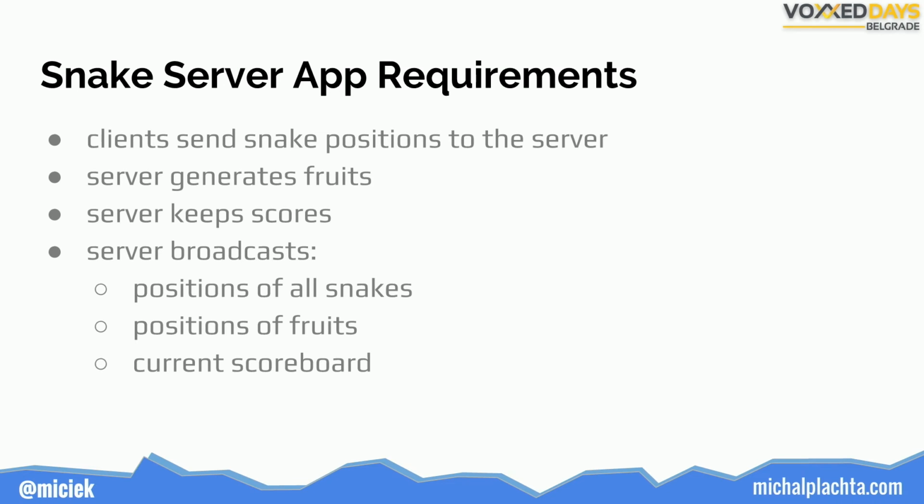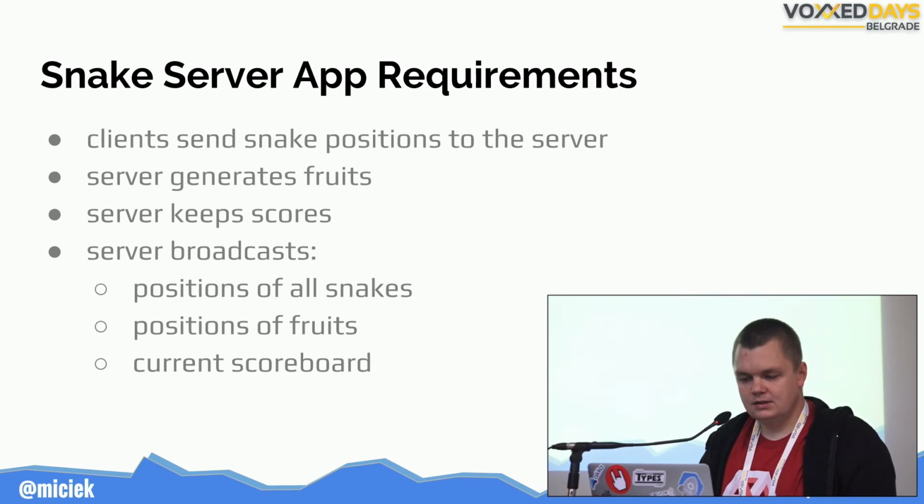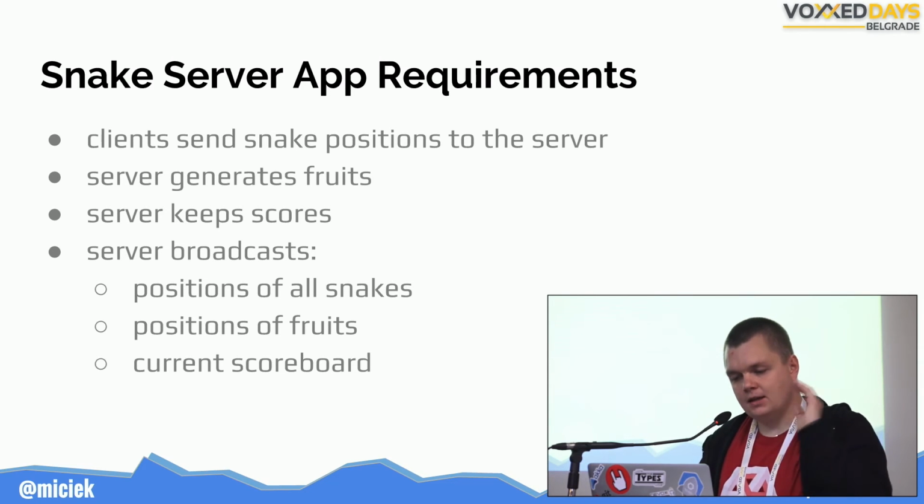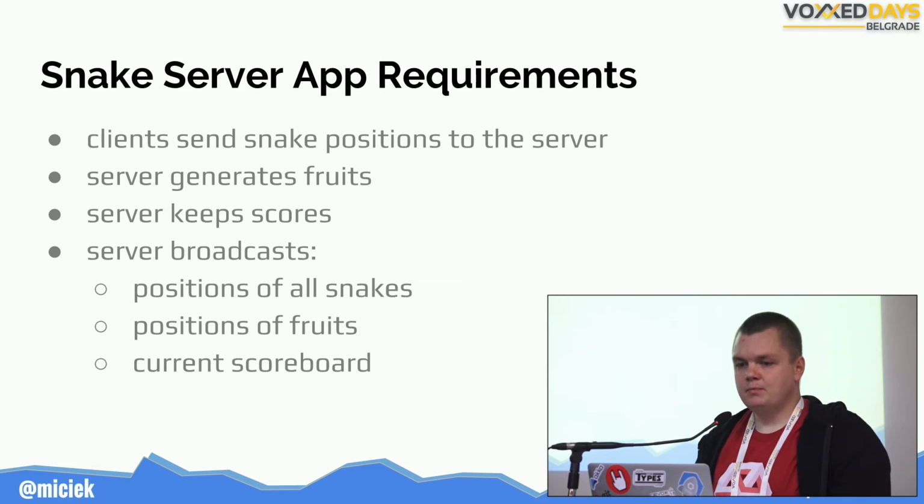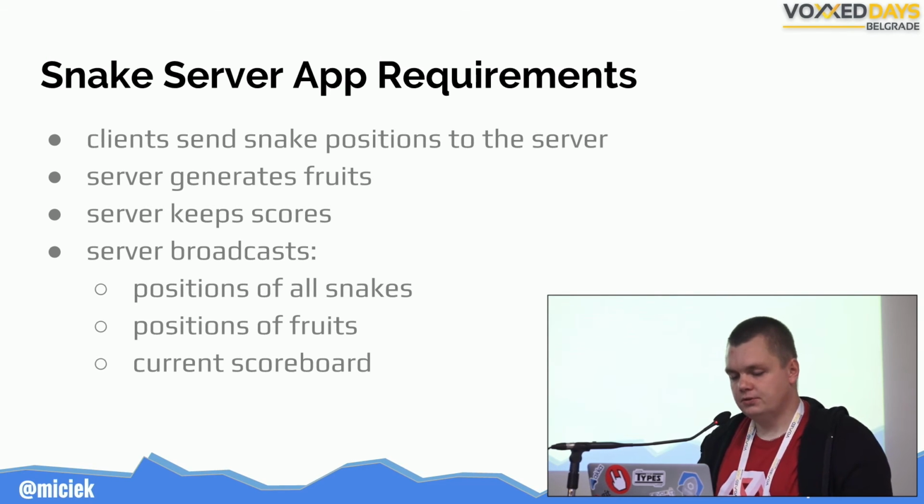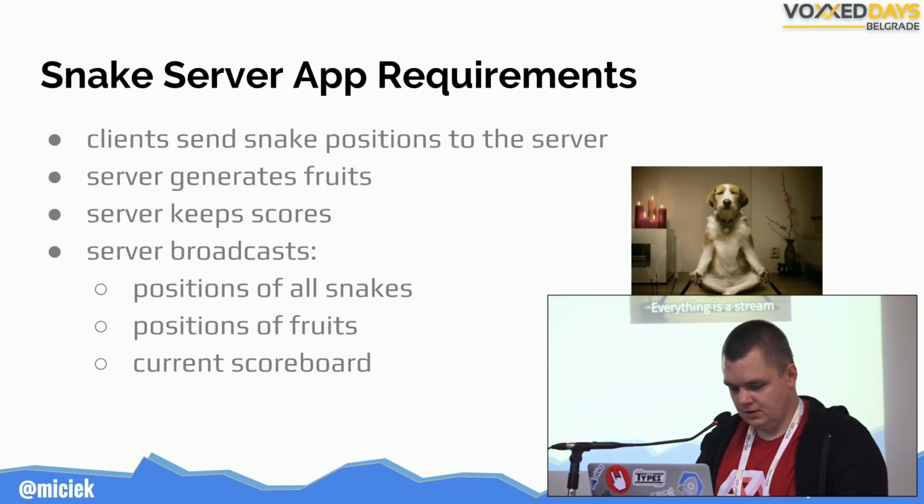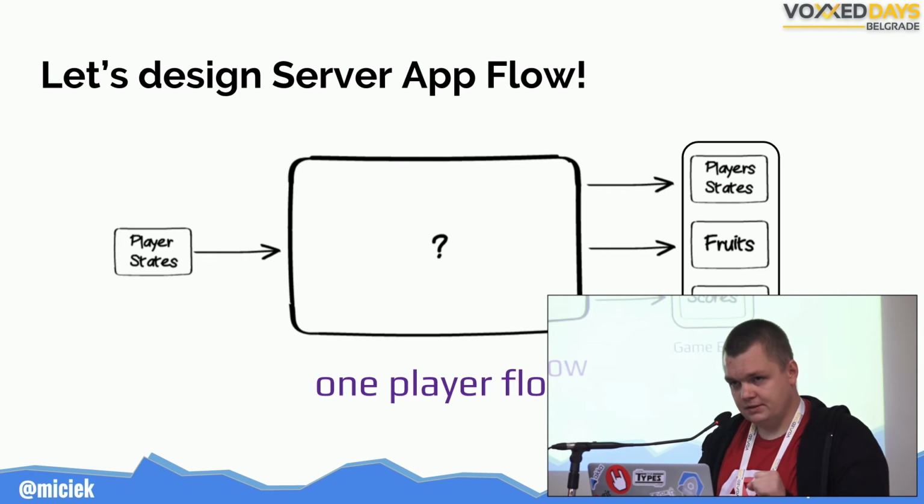Okay, the requirements for the server part. Clients send positions to the server. So we have, for example, 2 players. Each runs the application I've shown you, and the application should, anytime the snake position changes, send the position to the server. And the server is responsible for generating the fruits, because it needs to know who's there first, and should keep scores and broadcast all these things to the clients: positions of the enemies, the fruits, and the scoreboard. And I think that we can use streams, because as you see, those are really cool things to do in streams. So let's do it, but this time top-down.